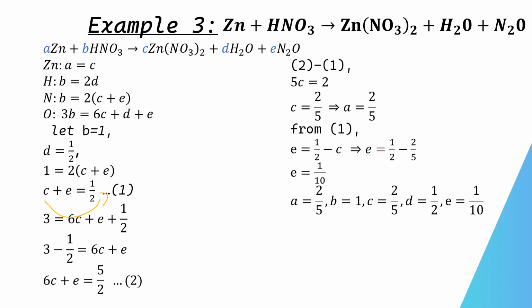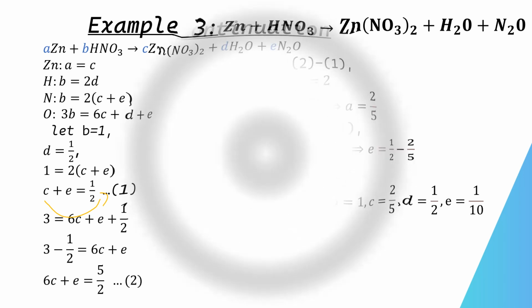Now we found all of them. So let's write it. So a is equal to 2/5, b equals 1, c equals 2/5, d equals 1/2, and e is equal to 1/10. A lot of fractions. Let's put all in. We want to get more space, so let's start on a new page.